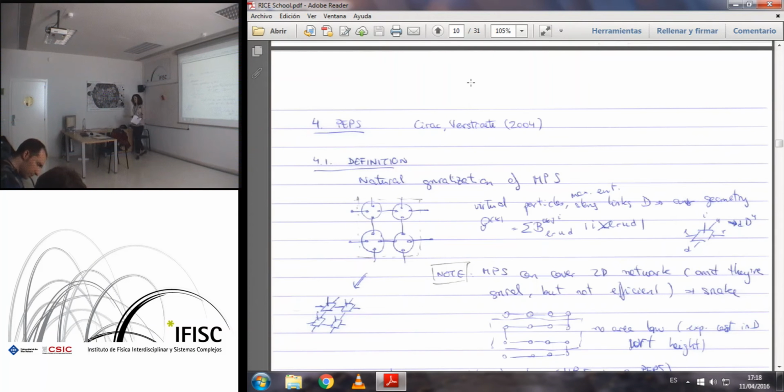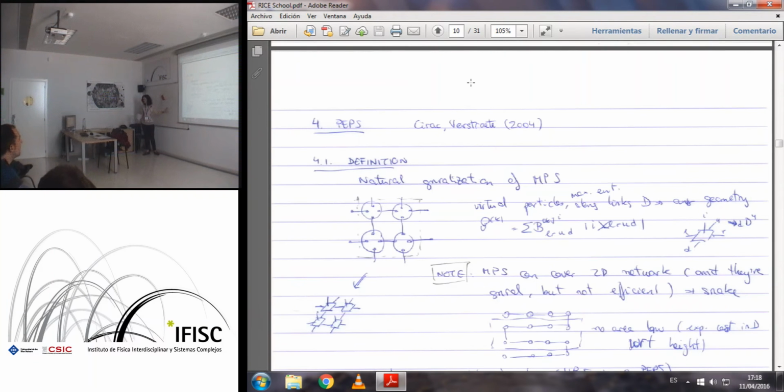So you have exactly the same construction, but now putting these maximally entangled pairs across every link on the lattice. And of course, it's not restricted to a square, two-dimensional lattice. You can do this on any graph you want.